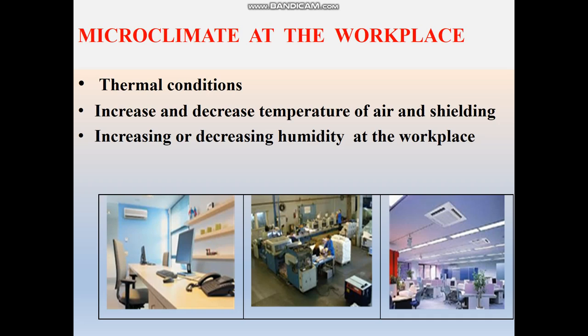Microclimate at the workplace. At the workplace, microclimate will influence thermal condition, increase or decrease temperature of air and shielding, increase or decrease humidity, air pressure, and other parameters. Thermal condition and microclimate in different occupations may vary widely, ranging from extreme cold to extreme heat. In addition to extremes of outdoor climate, temperature problems may occur with indoor work. For example, in refrigerated rooms, in the food industry, or in poorly ventilated spaces, and extreme heat in metallurgy. About 4-5% of the workforce may work in such conditions.